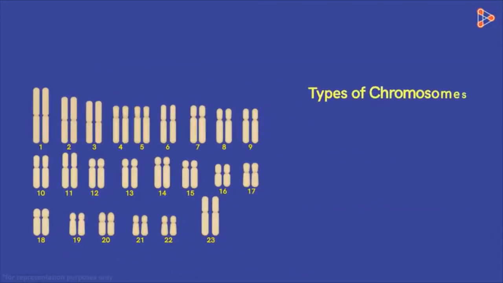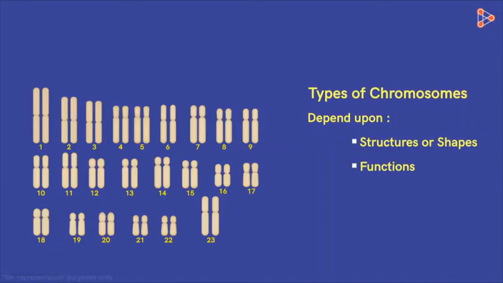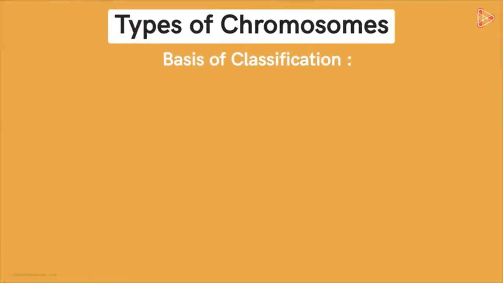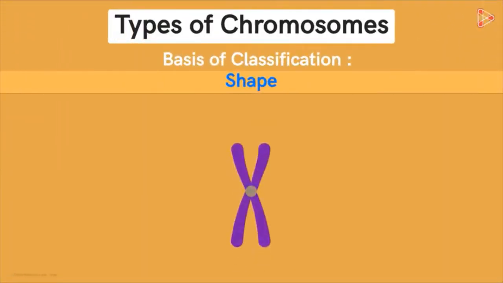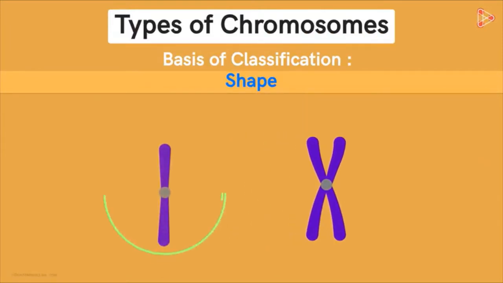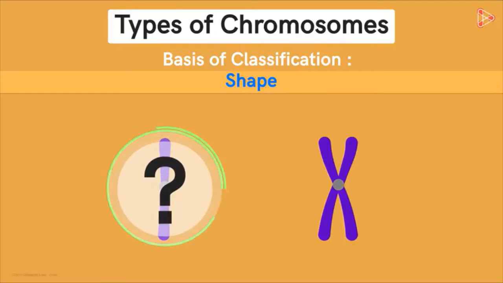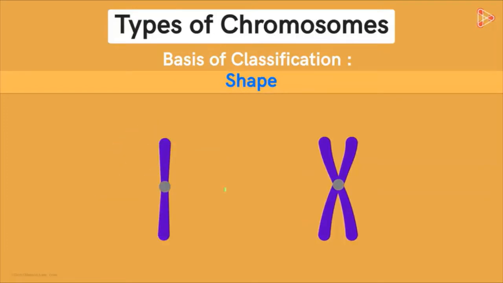They come in types depending upon their structure or shapes and functions. The first basis for classification is shapes. We know this is the structure of a typical chromosome. And is this a single chromosome? That's right. The difference is that this chromosome is not duplicated, while this one has a duplicated copy attached to itself. So these are the duplicated sister chromatids which are attached to the same chromosome.